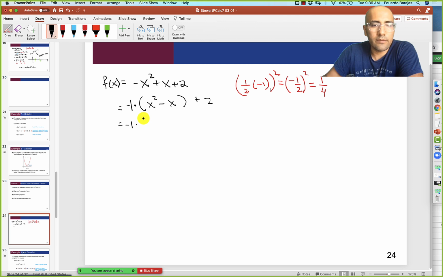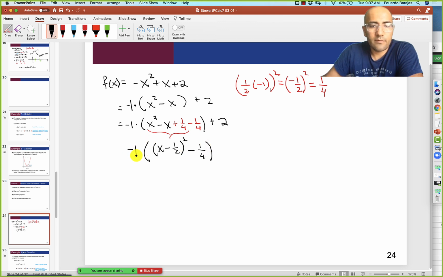Equals negative 1 times x squared minus x plus 1/4 minus 1/4. Okay. Now we know that the first three are going to be a perfect square trinomial. And if it's not super clear what it's supposed to be, remember the pattern is that it's equal to this thing before we square it. So I know that it's going to be x minus a half squared. If you're not sure, you can FOIL this out to confirm it, and you will get this term in here. There's still a 1/4 out here. There's still a minus 1 out here. And there's still a plus 2 out here.